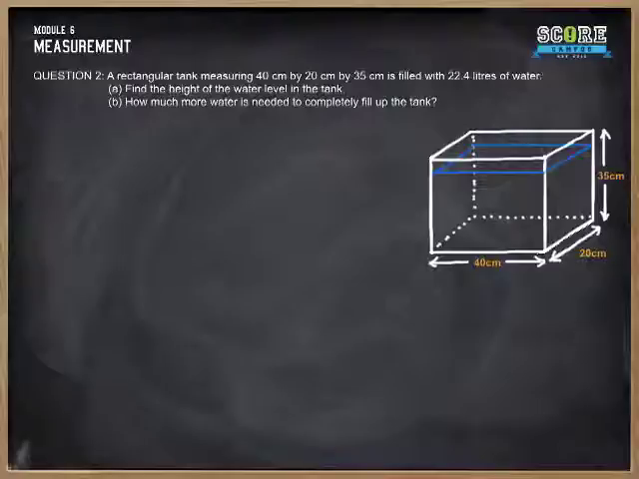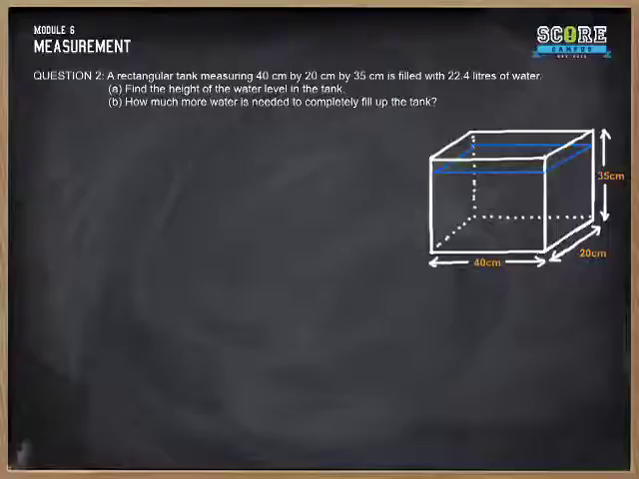Question 2, students. A rectangular tank measuring 40 cm by 20 cm by 35 cm, just like the diagram to your right, is filled with 22.4 liters of water, indicated by the blue line. Now, part A of the question is this: find the height of the water level in the tank. That's part A. Part B is: how much more water is needed to completely fill up the tank? Let's look at this question. It looks a little bit tricky, but the concept is the same.